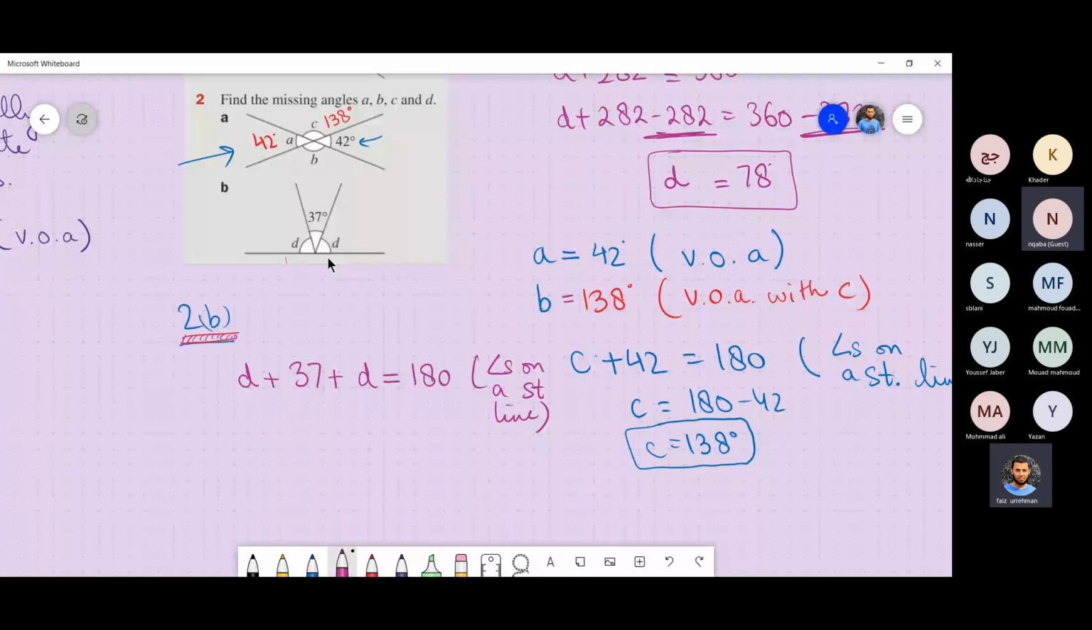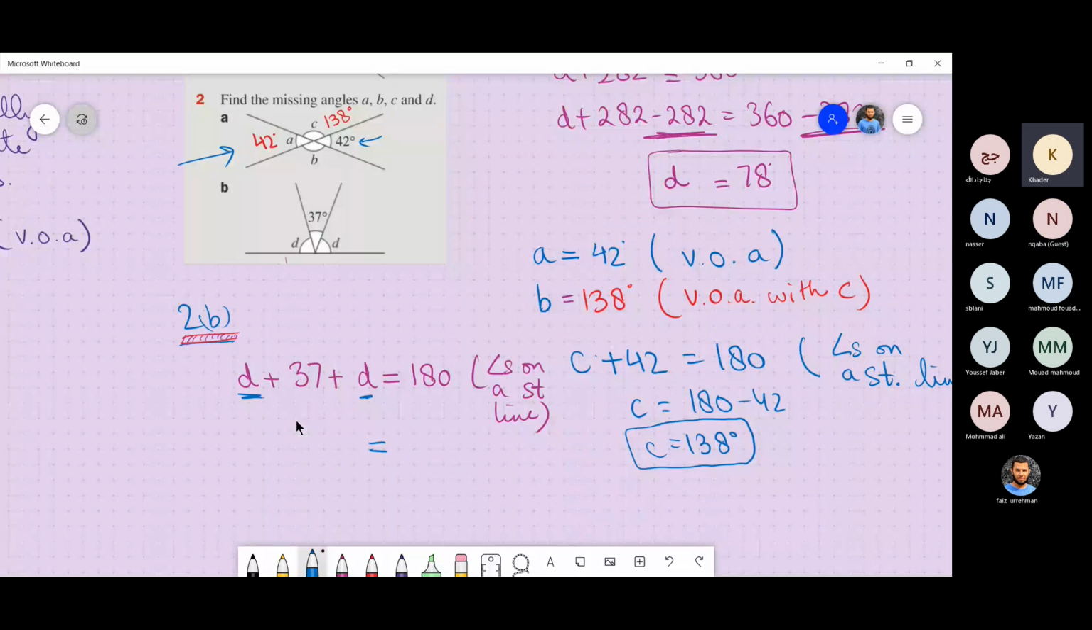Now, what will we do? Tell me, who can tell? How can we find the value of D? We subtract 37 from 180. Not now. What about D and D? There are two Ds. What will we do?